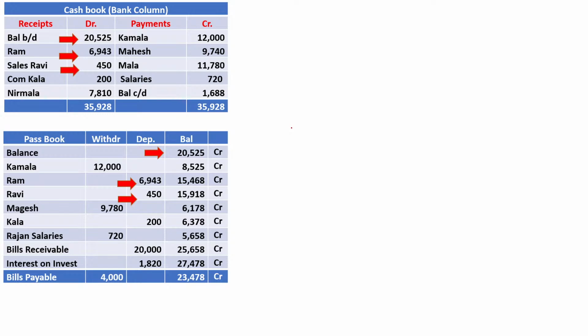Sales to Ravi is also matching. Okay, this is also matching. And 7,810 Nirmala is not matching. Kamala is matching. Mahesh is matching. Mala is not matching. Salary is matching. So Nirmala is not matching. Mala is not matching. And here bills payable on the withdrawal side, and bills receivable and interest on investment are not matching. So these are the 5 reasons.